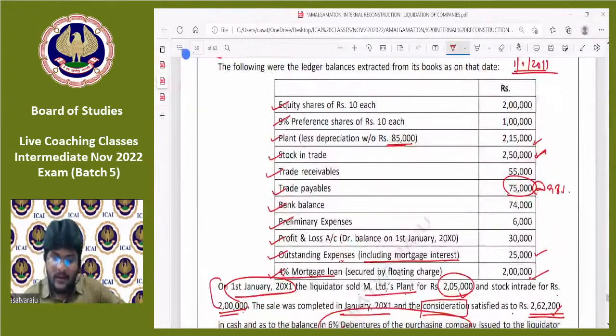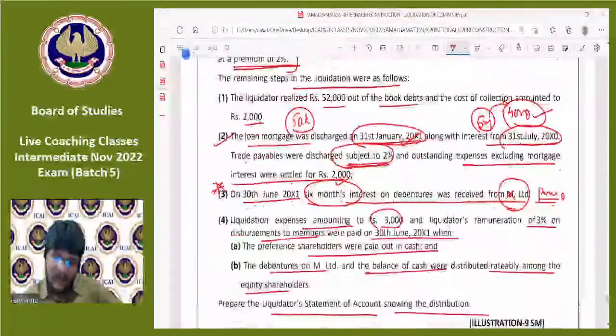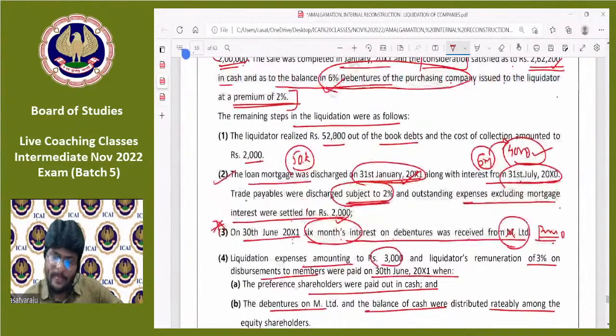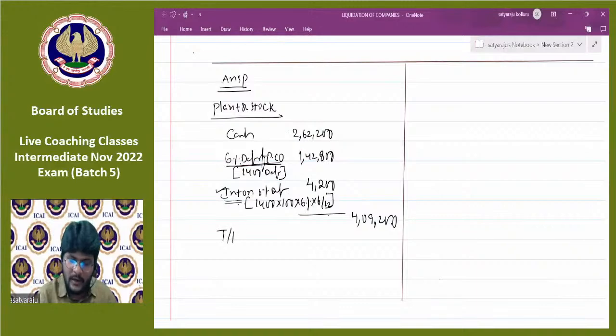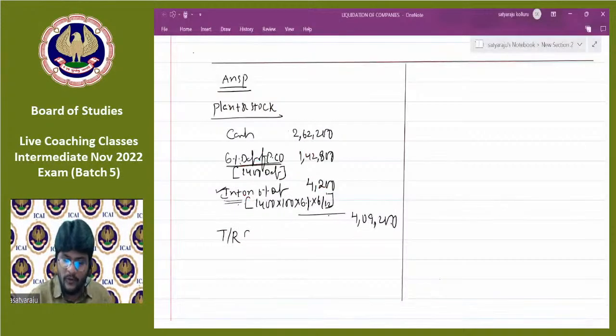So in ANSP, are there any other assets available? You can check here. Stock in trade considered, plant considered. These two were considered. Trade receivables. Is trade receivables offered as a security? No. It was clearly given how much we recovered from trade receivables. Please check it, guys. The liquidator will realize 52,000 out of the book debts. That's why trade receivables you can put under assets not specifically pledged. How much amount? 52,000. But out of which cost of collection was 2,000, which means the net amount was only 50,000. That's why 52,000 minus 2,000, you can put it as 50,000.